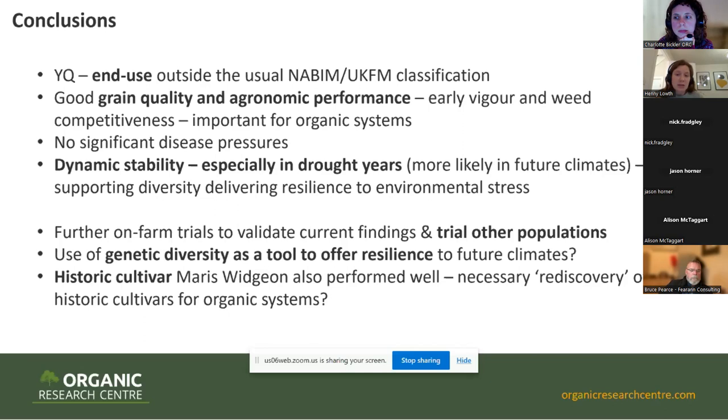And it also highlights this historic cultivar, Maris Widgeon. It performed really well, showed good dynamic stability, showed grain protein deviation, and really suggests there might be a need for a rediscovery of historic cultivars for organic system breeding.